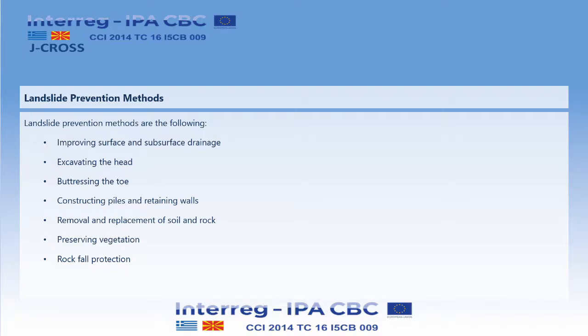Landslide prevention methods are the following. Improving surface and subsurface drainage. Excavating the head. Buttressing the toe. Constructing piles and retaining walls. Removal and replacement of soil and rock. Preserving vegetation. Rock fall protection.